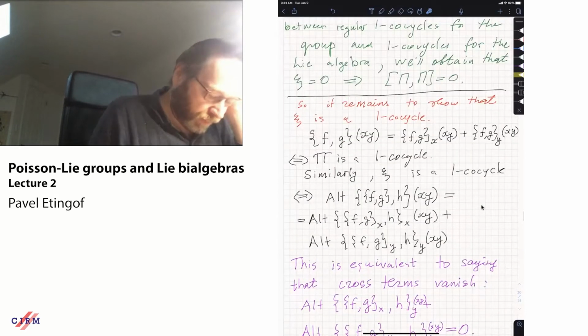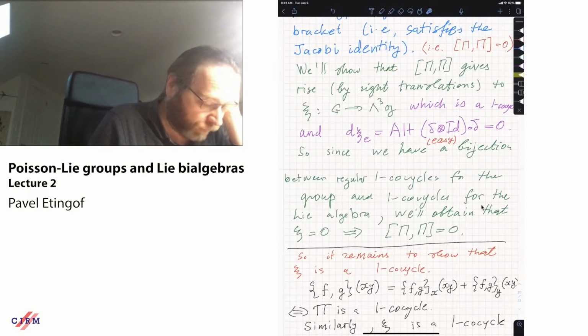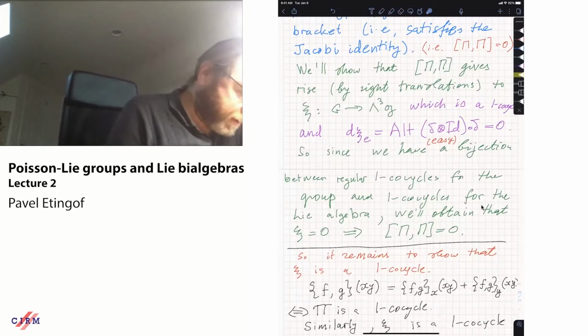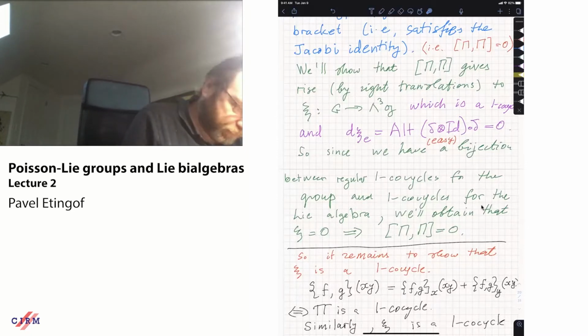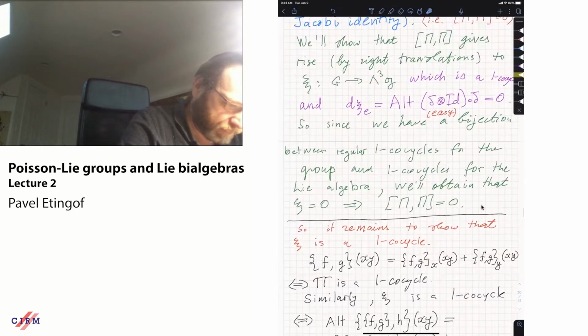And so we were checking Jacobi identity. So we computed the Schouten bracket of pi with itself, and we obtained that this is a certain one co-cycle psi. Well, if we use right translations, we can represent it by one co-cycle psi from G to wedge 3 of the Lie algebra, and so we need to show that psi equals 0.